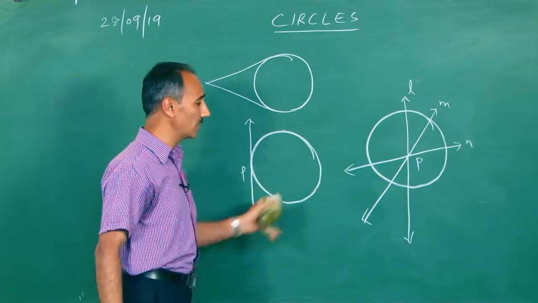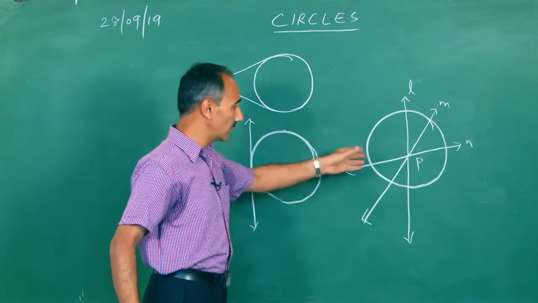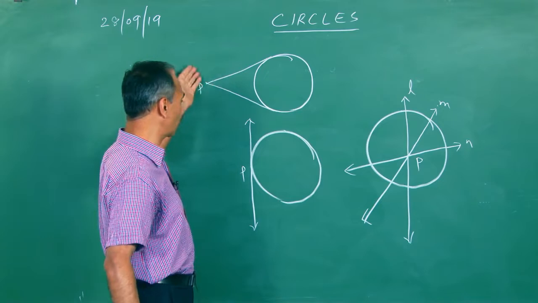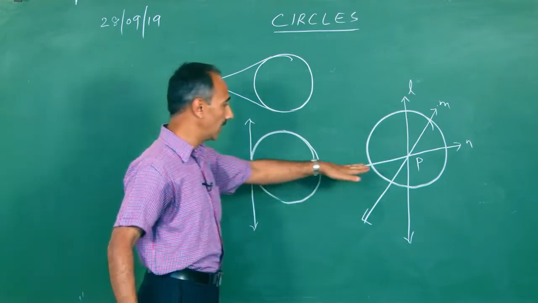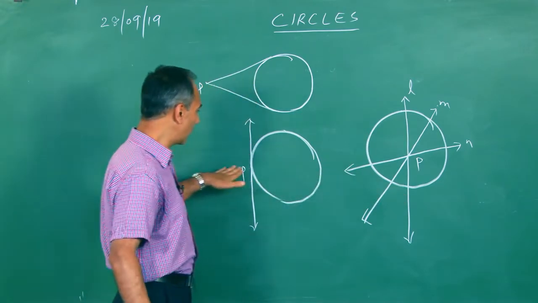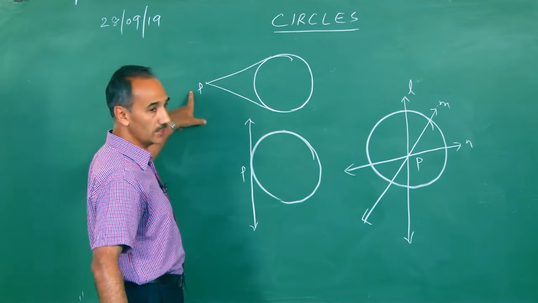Now, these are three situations: if there's a point in the interior, on the circle, or outside the circle, how many tangents could be drawn? Here, none of the tangents could be drawn. In this case, one tangent is drawn. In this case, two tangents are drawn.